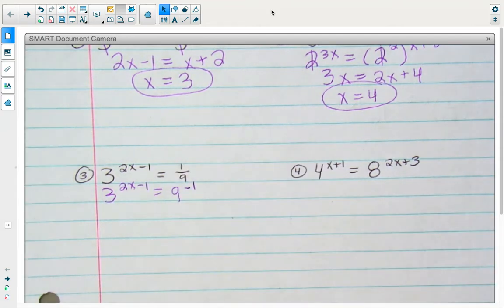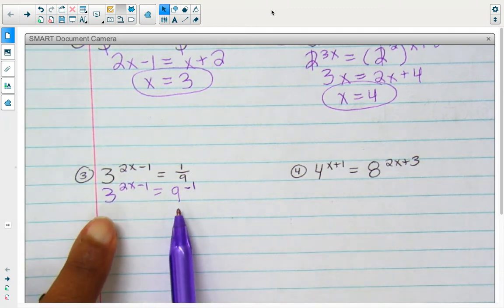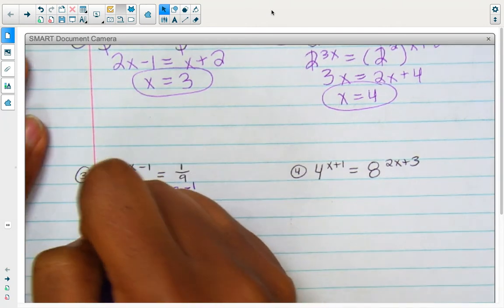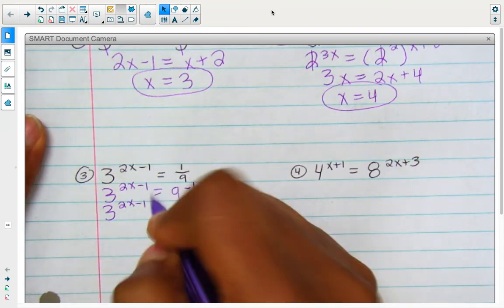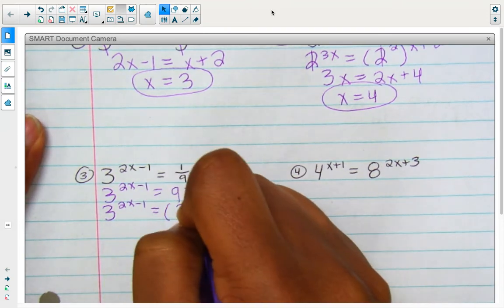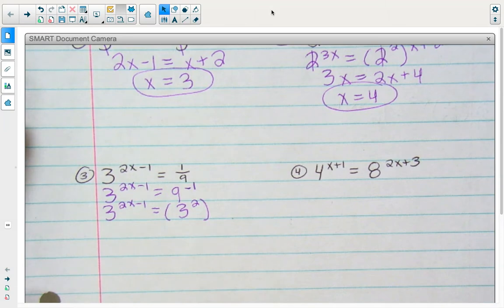So if you think way back, probably in Math 1, when you talked about properties of exponents, you can change it and make it a negative 1 for your exponent. So that means that this is going to be 3 to the 2x minus 1 and 9 to the negative first power. Now I can change both of these numbers to be a base of 3. So I can keep this. And I can change 9 to be 3 squared, because 9 is 3 squared.